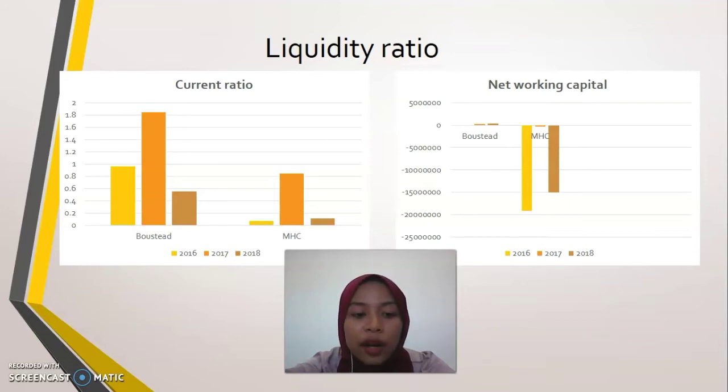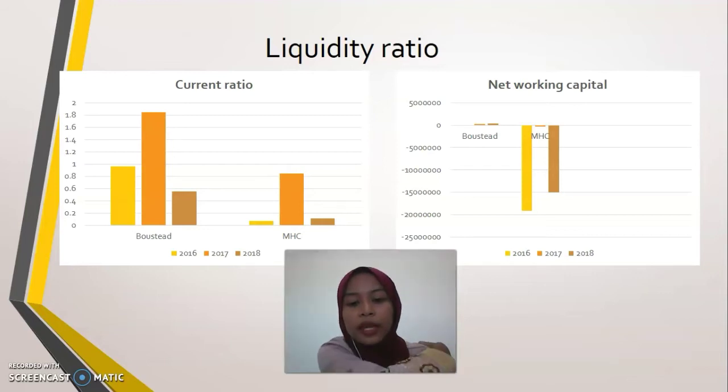If the current ratio of a company is low, it's harder for the company to get approved for a bank loan because it shows that they can't pay their short-term debt with their current asset.